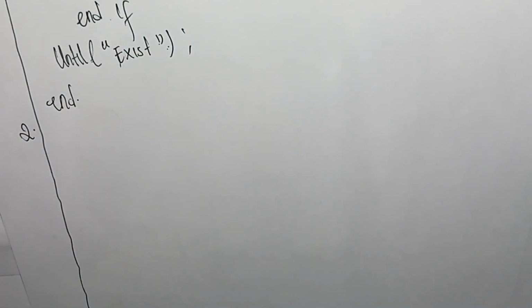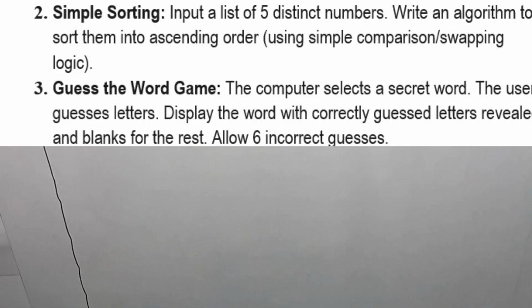The next question is a simple sorting. Input a list of 5 distinct numbers. Here is an example where we have to use arrays. Write an algorithm to sort them in ascending order using a simple comparison and swapping logic.